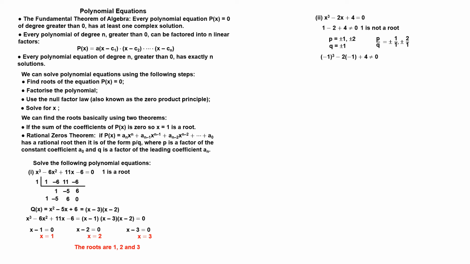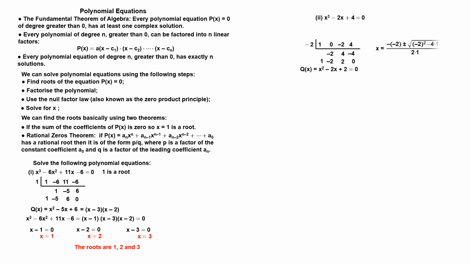We already know that 1 is not a root, so let's try minus 1. Minus 1 is not a root as well. Let's try 2. 2 is not a root, so minus 2 is a root. We now use synthetic division to find the quotient, and then the other roots. We now factorize the polynomial and apply the null factor law to solve the polynomial equation.